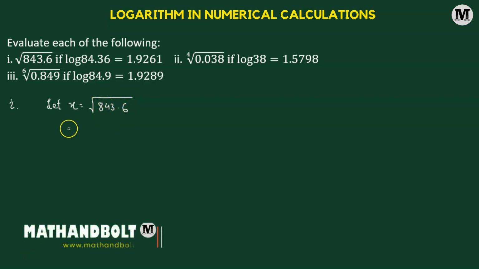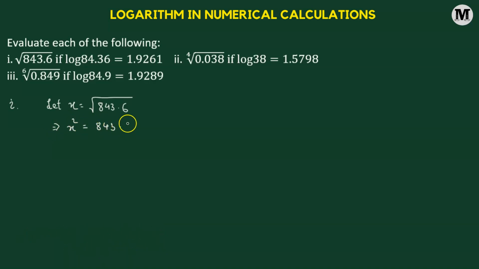843.6. Now we're going to square both sides. So squaring both sides gives x squared equals 843.6. Now we're going to rewrite 843.6 as 84.36. That means we need to multiply it with 10. Now we'll take the logarithm on both sides to get logarithm of x squared equals logarithm of 84.36 times 10.